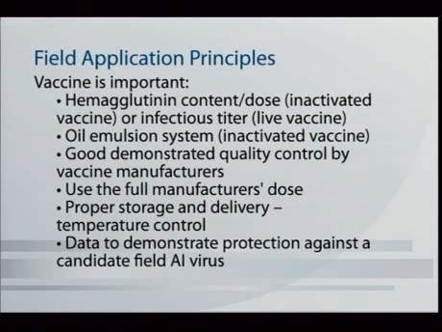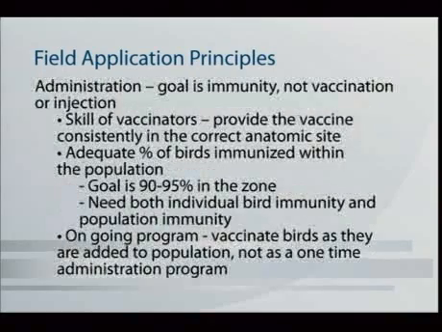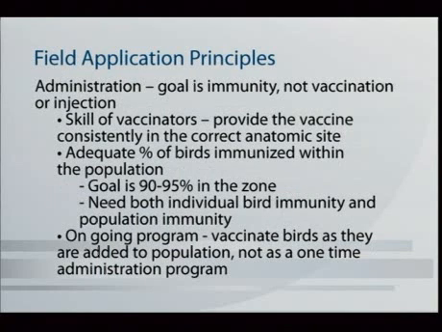Proper storage and delivery control must be done. This temperature control is necessary to prevent degradation of the vaccine, which would be an inferior vaccine for use in the field. And then there must be data to show that the vaccine provides protection against the candidate field avian influenza virus. Administration is the primary goal, and the goal is not the actual injection of the vaccine, but the goal really is immunity. So therefore, the skill of the vaccinators is very crucial. They must provide the high-quality vaccine consistently in the correct anatomical site in order to produce a protective immune response.